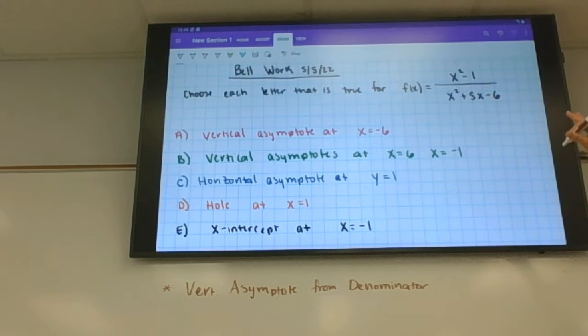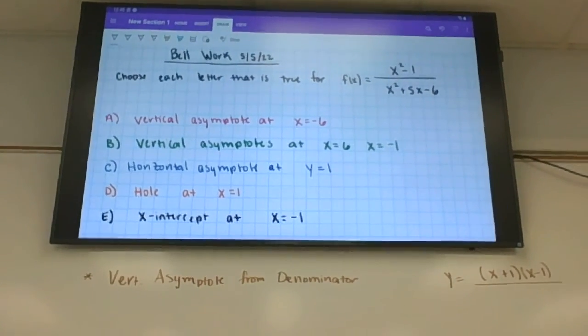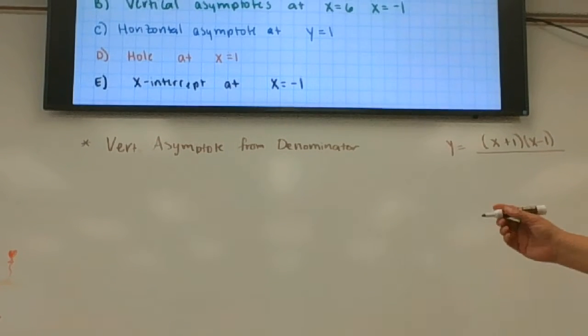When I look at this, I see that both of these can be factored. So I would factor the top: x plus 1, x minus 1. And the bottom, I'm thinking what multiplies to negative 6 and adds to positive 5.